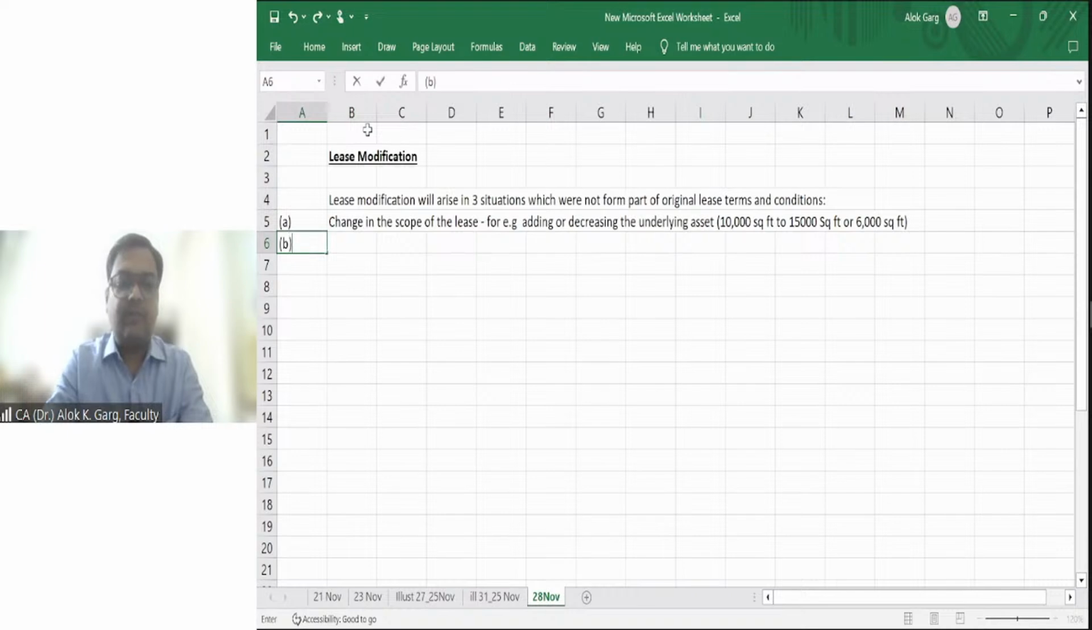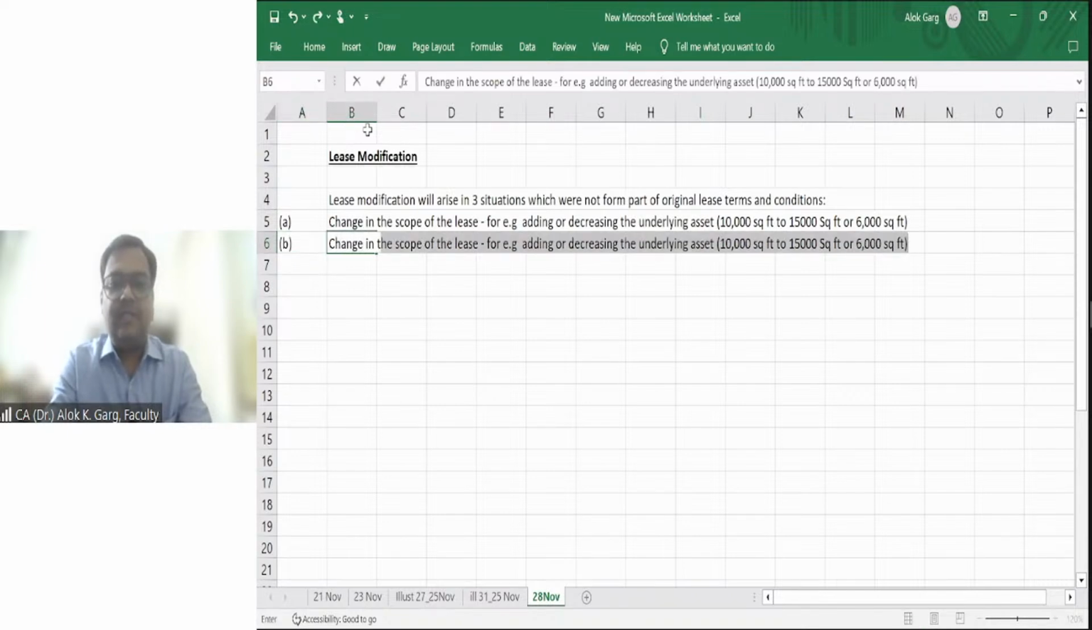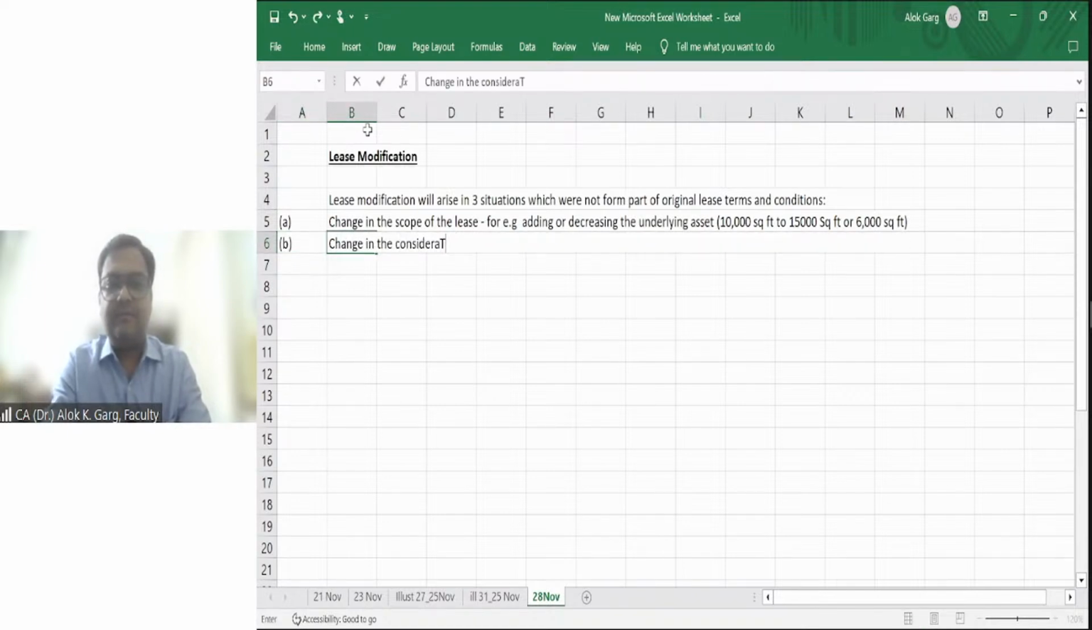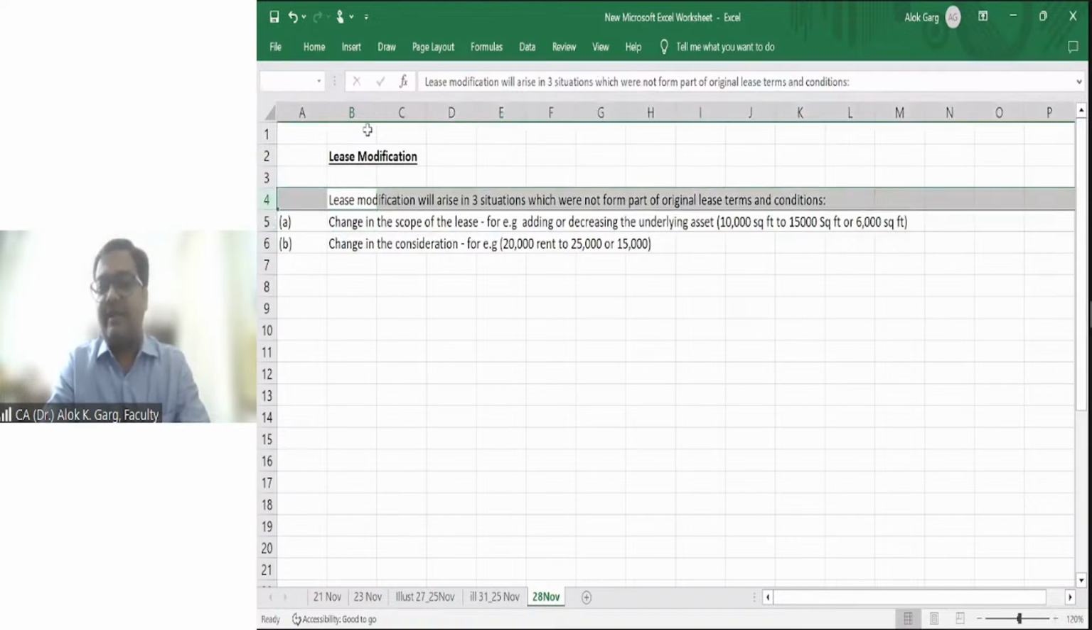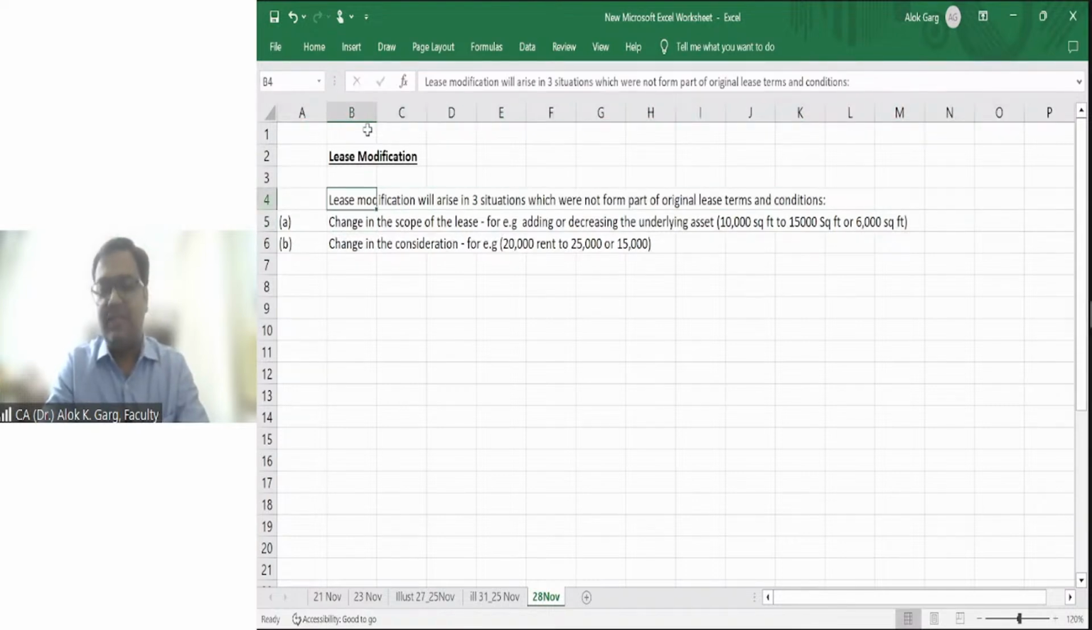B, change in the consideration. For example, 20,000 rent to 25,000 or 15,000, right? There's an increase or decrease in the lease rental, and it does not form part of the original lease contract. I have already mentioned, if it forms part of the original lease contract, then it is not considered as a lease modification, right?